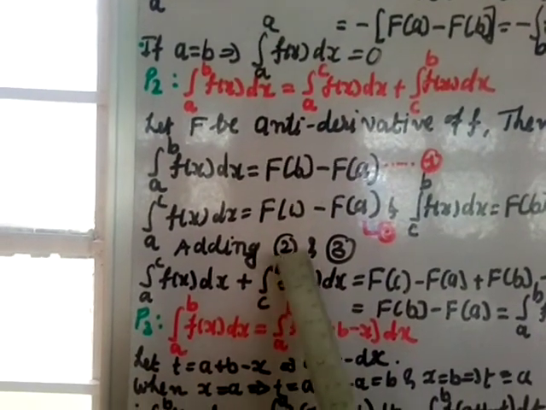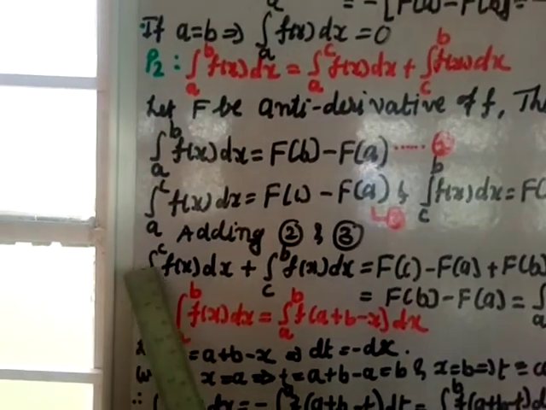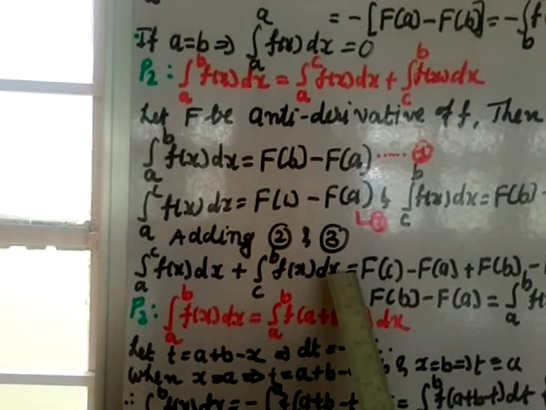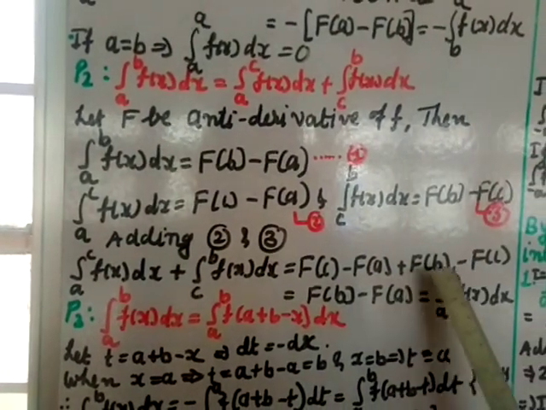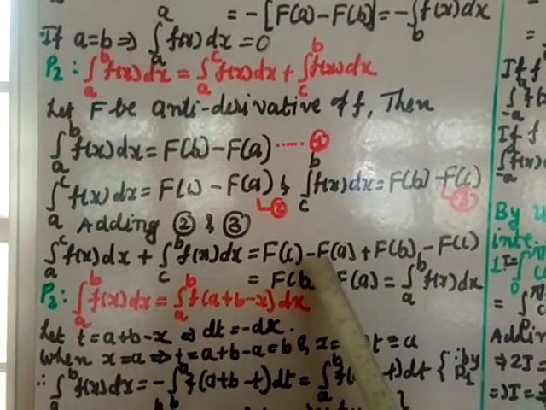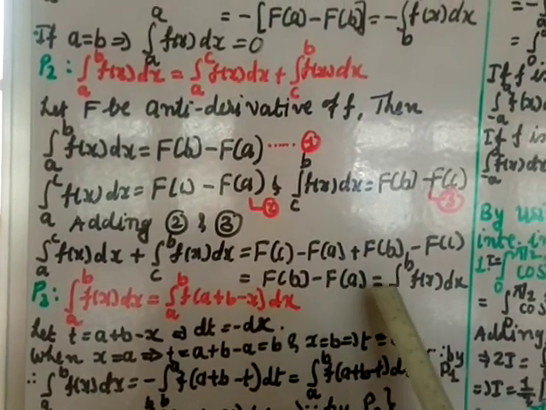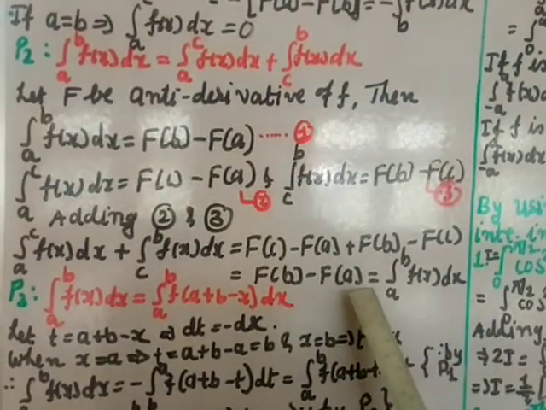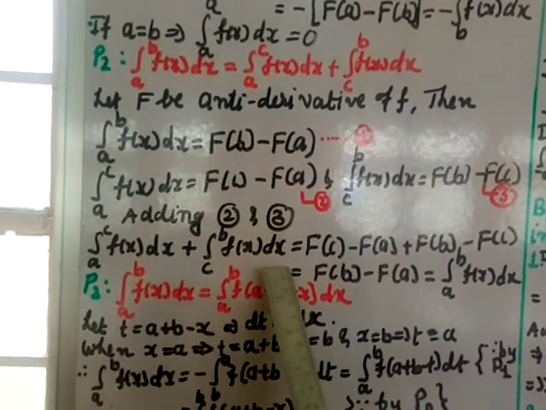Now adding 2 and 3, we add the left sides and right sides. Integral a to c f(x) dx plus integral c to b f(x) dx equal to F(c) minus F(a) plus F(b) minus F(c). So F(c) and minus F(c) cancel, leaving minus F(a) plus F(b). You can write F(b) minus F(a), but this is equal to integral a to b f(x) dx. So we have proved integral a to b f(x) dx equal to integral a to c f(x) dx plus integral c to b f(x) dx.